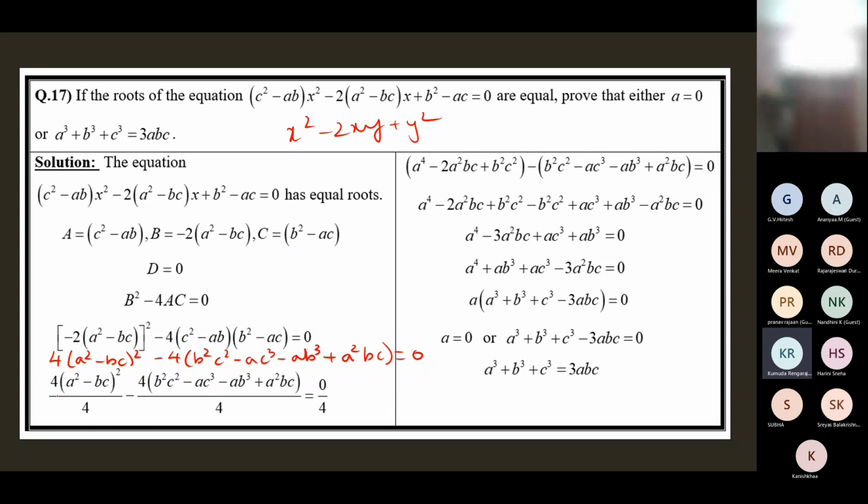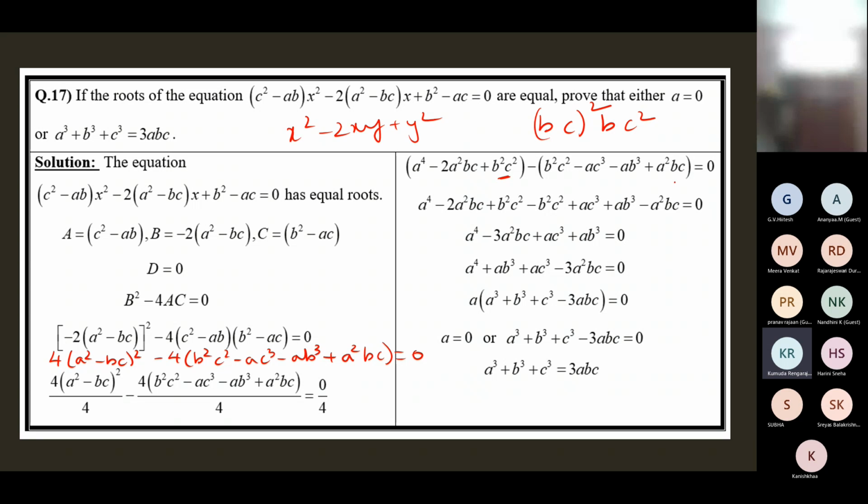This 4 and 4 get cancelled. Expand this one. So you get a to the power 4. You know this, I'm not explaining this. 2ab and b square. If you put b, c square, this is wrong. This is b, or this is y. Y square. So b square, c square. And then minus all that which you have in the second bracket, as it is equal to 0.